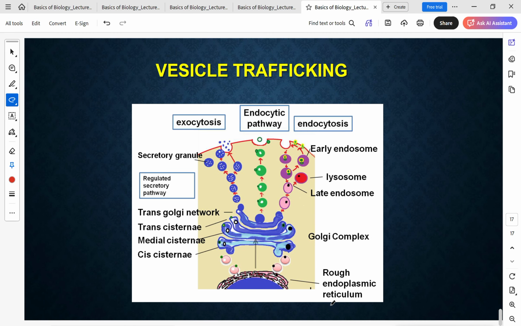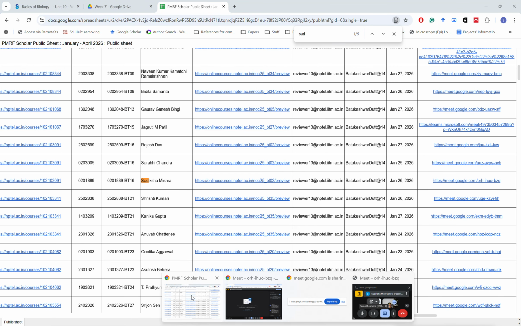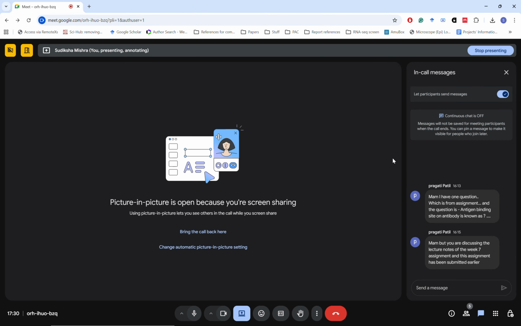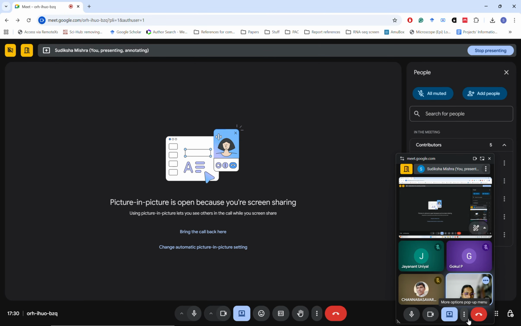Okay, so this is how the vesicular trafficking pathway looks. Are there any questions at this point?